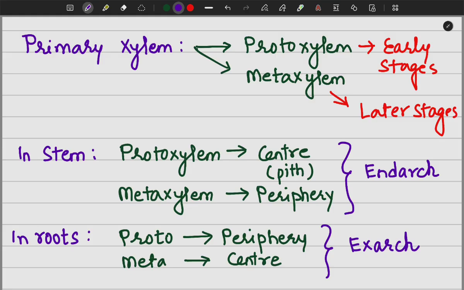Alright, so this was all about the xylem and the types of cells or the xylem elements that constitute the xylem along with their functions and types. So that was all for this lecture.